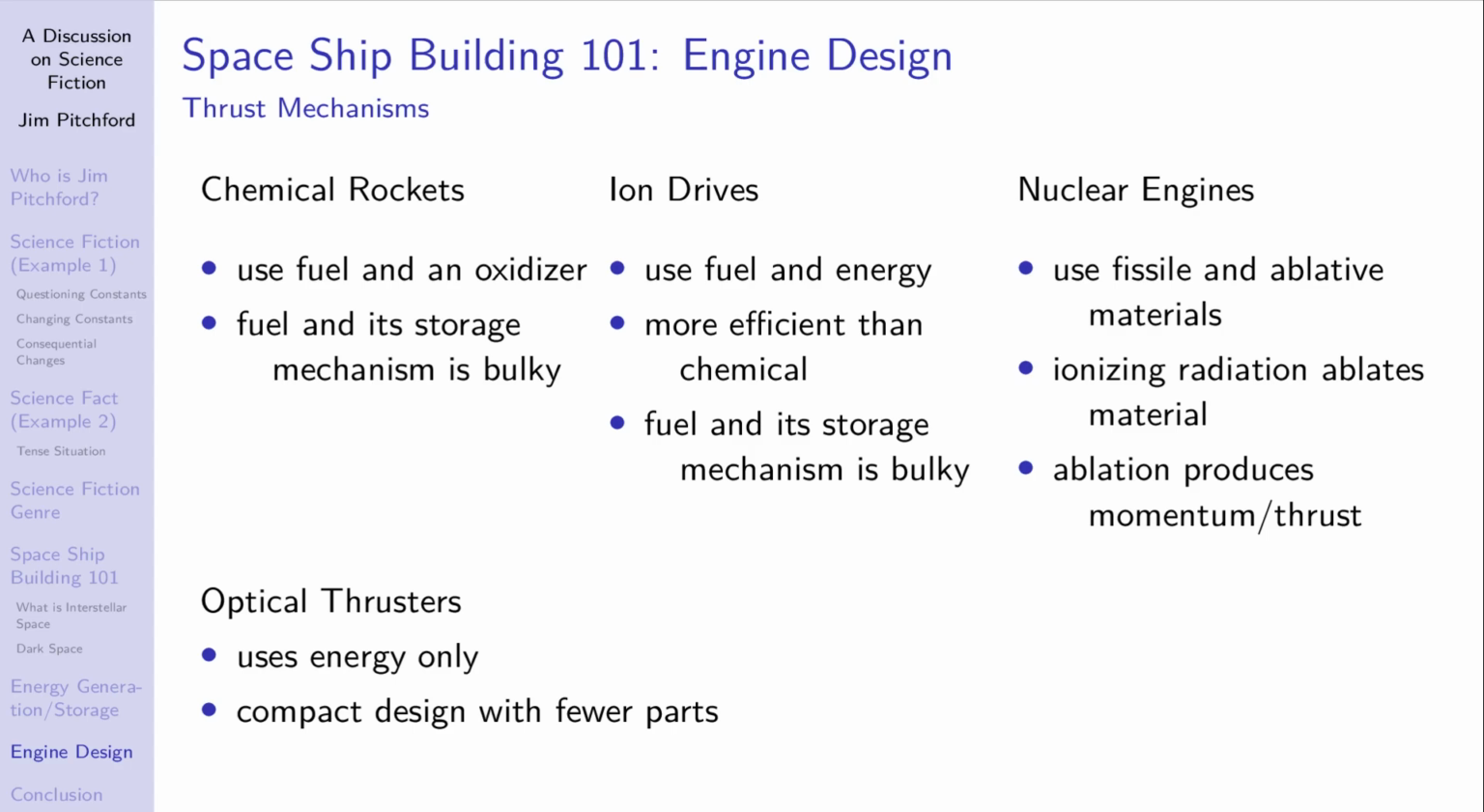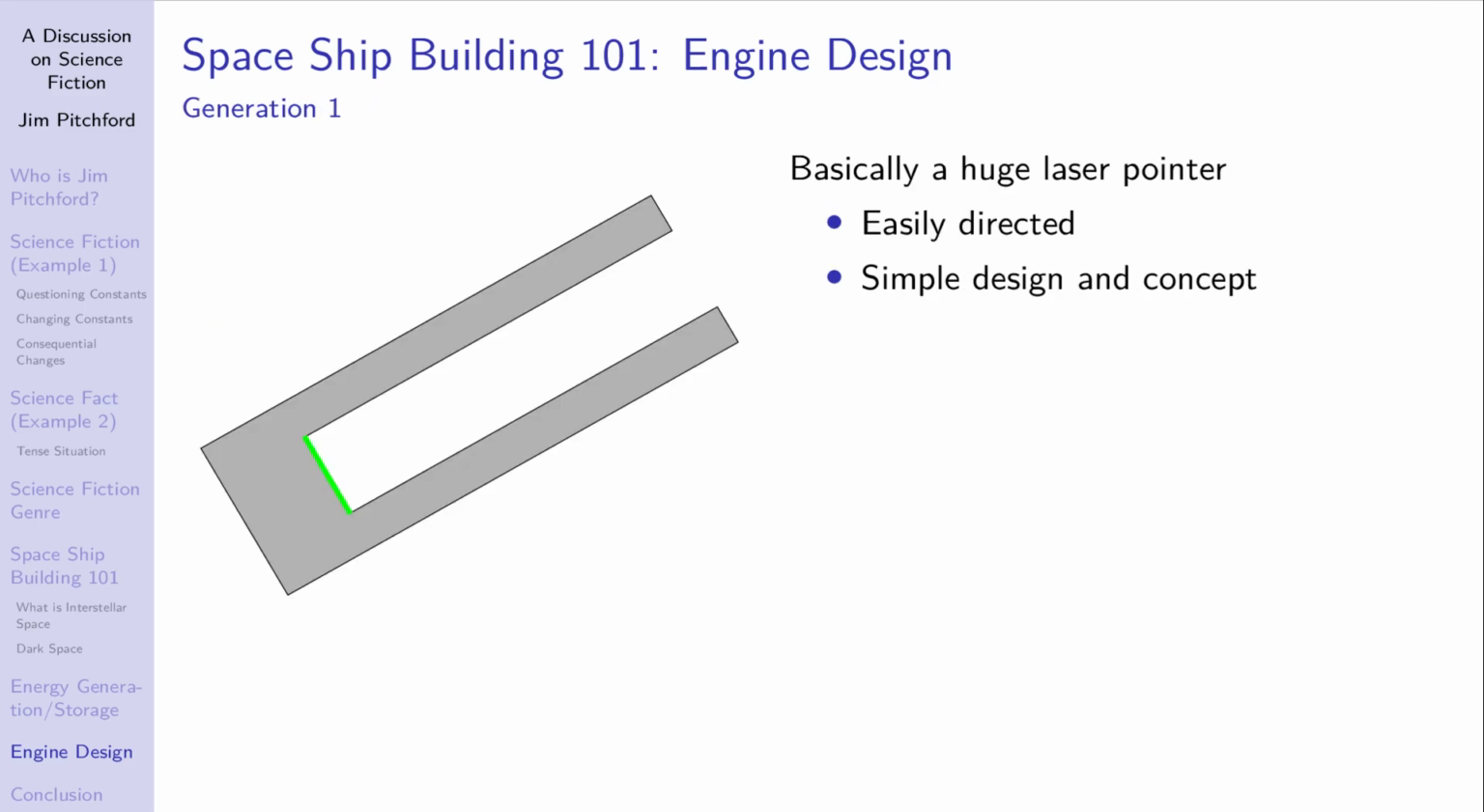It's just I've not explored that too deeply yet in my science fiction. But still, it's just using energy. That's it. There's no fuel. So there's technically no other storage that you have to be concerned with. It's just, yep, plug it in, we're good. It also can be a much more compact design and involve fewer parts. In some cases, you just need the light source. That's what it is for Generation 1, which, as I described here, is basically a huge laser pointer. And it's easily directed, and simple in design and concept.